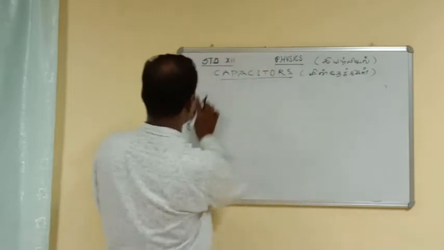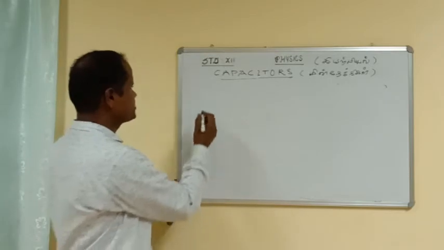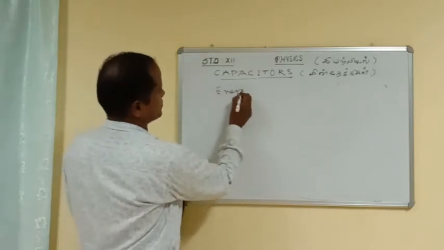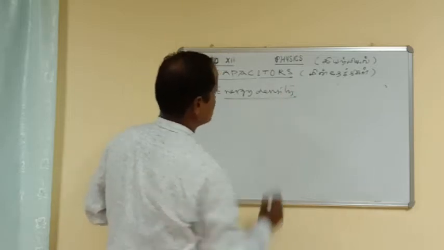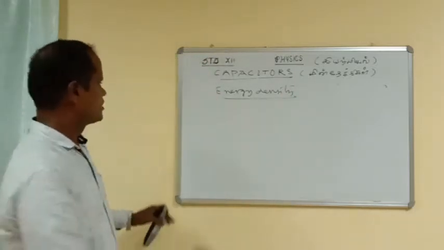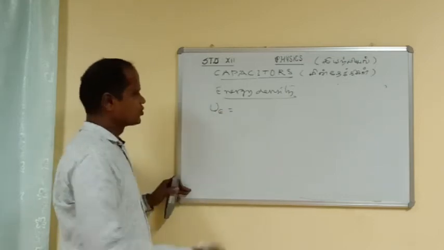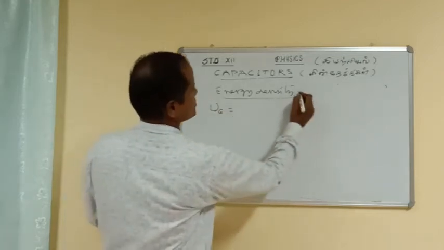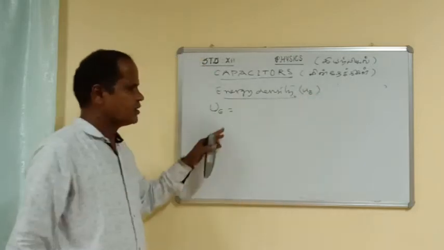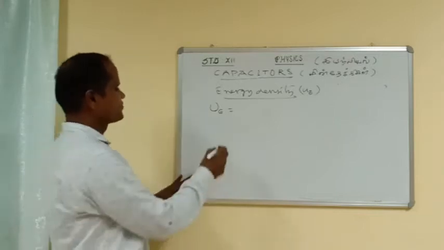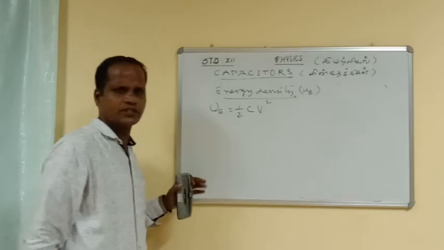You can see energy density in a capacitor. So what's the formula we are seeing? Energy of the capacitor, U_E, is equal to what? Here the symbol is small U_E. U_E is equal to half C V squared.